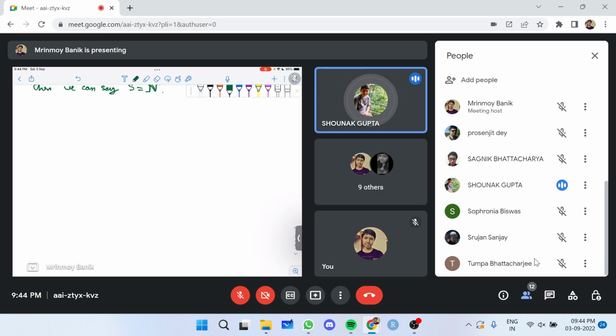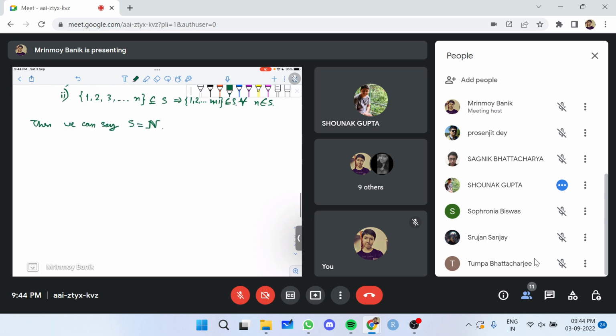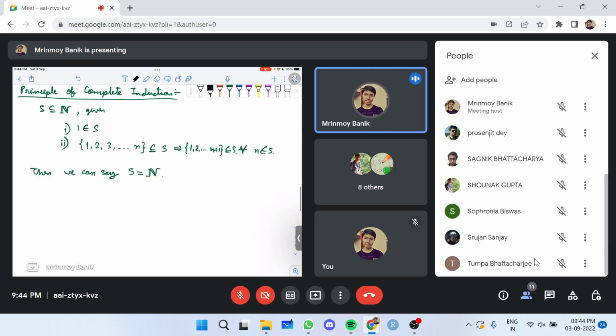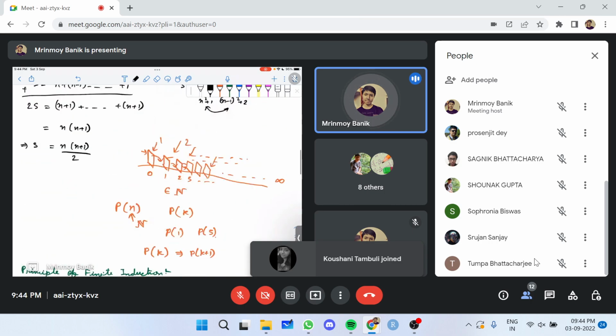Sir, there I'm getting a little stuck, but I think if I put it directly, then it will work. I haven't done that part only, sir, of P of n plus 1, that is only left. Okay. So that is the main part, the inductive step. So let me write the proof formally. I will just do it once, and then for the rest of the problems, I will just write the inductive steps.